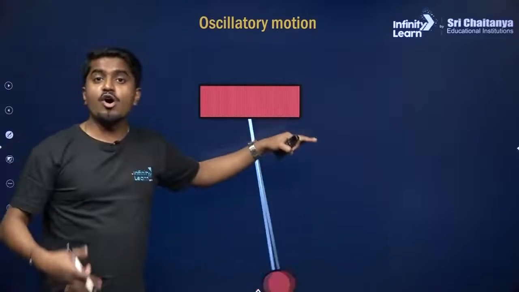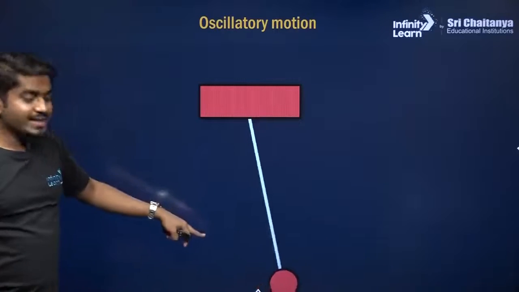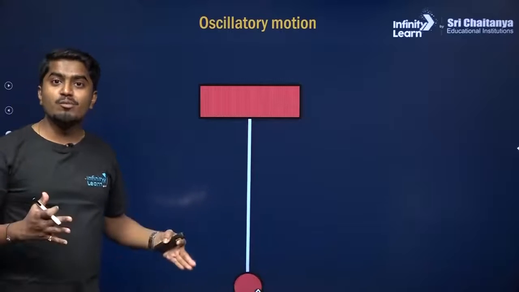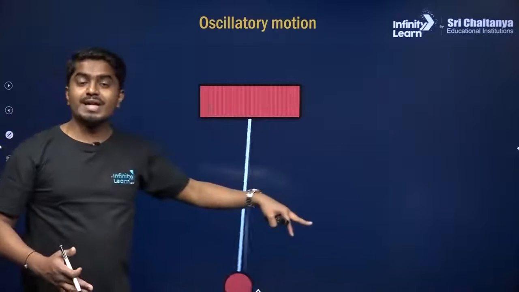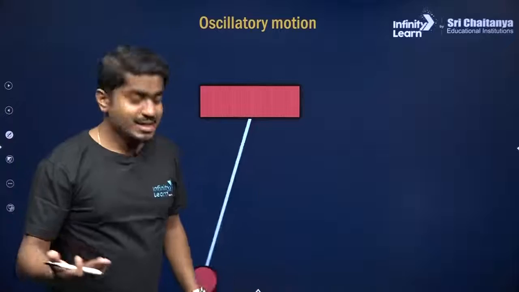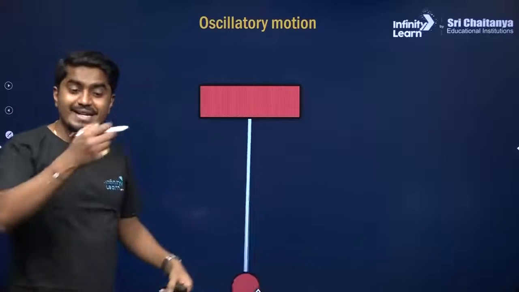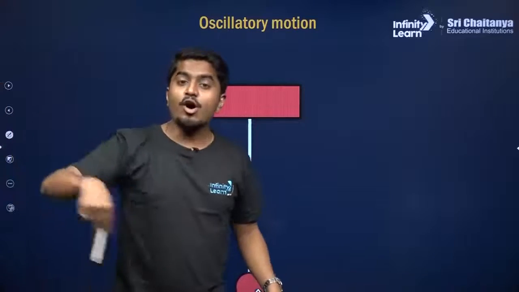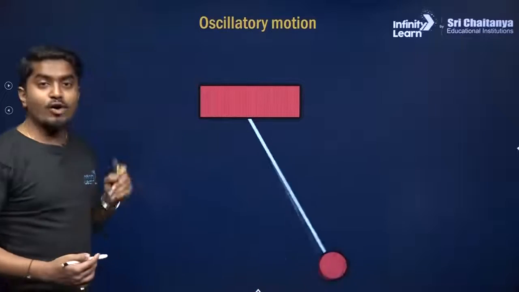Then the next one is oscillatory motion. You see this object, this pendulum, it is also moving. What kind of motion is this pendulum in? It is oscillating, right? There is an oscillation. This is called oscillatory motion.